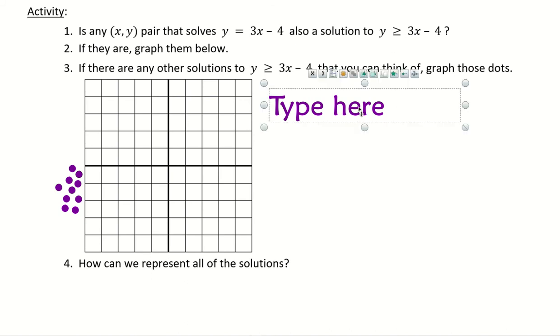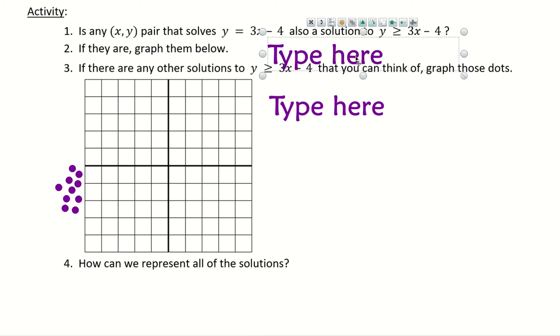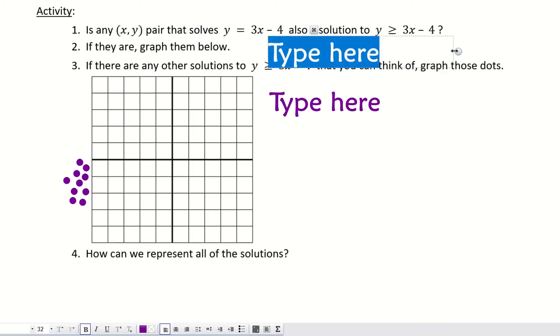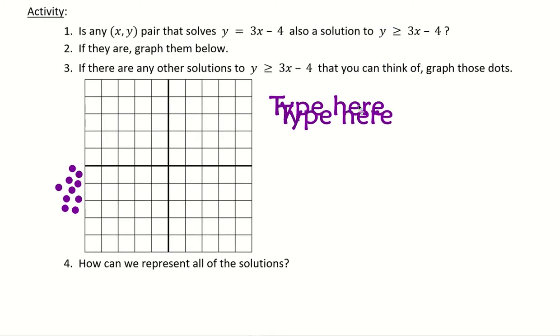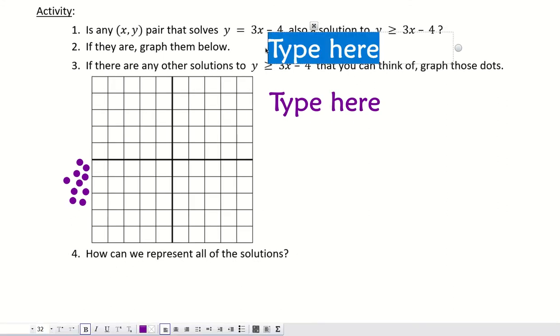So, for example, what do you think the answer is, first of all? Do you think any pair that solves this also solves that? Maybe a little bit of help: let's say a pair that would solve the equation, if you plugged in 1 for x, that would make y equal what? 3 times 1 is 3, minus 4, that would be negative 1.